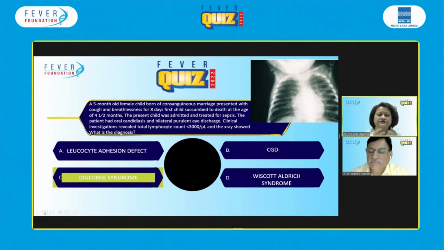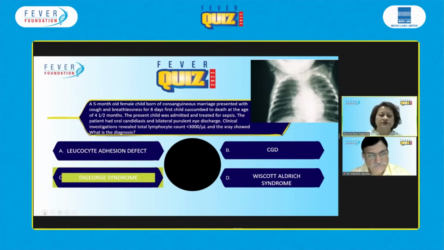And there is a defect in formation of the organs involved in the pharyngeal pouch. So there'll be ear defects, there'll be defects of the maxilla, of the tonsils, thyroid, the parathyroid, the aortic arch, and the heart. So most of them would have early recurrent infections because of absence of the thymus.